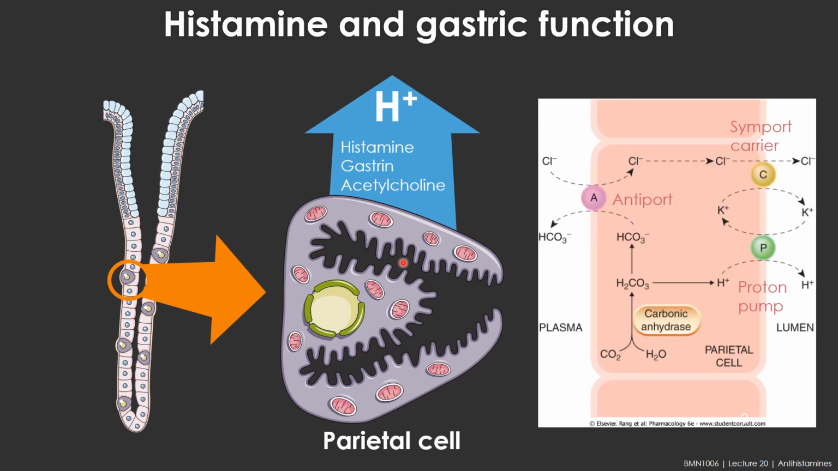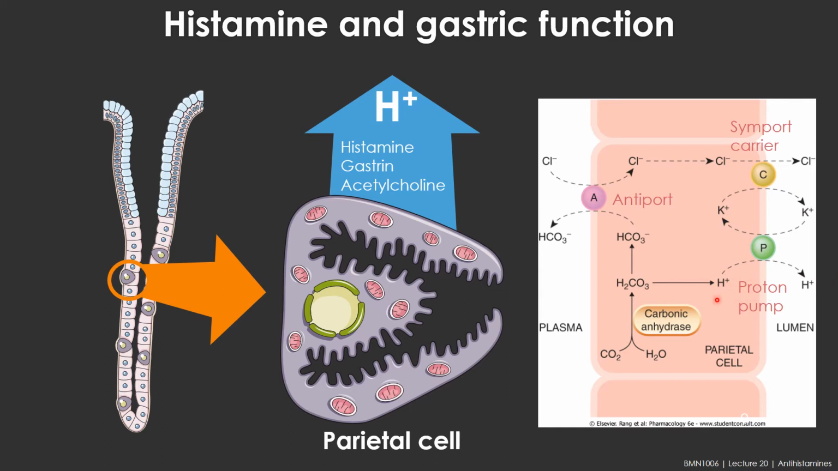So in this diagram, what you have in the middle is the parietal cell. On your left, you have the blood vessel along with the plasma, while on your right, you have the lumen of the stomach. So to make HCl, what do you need? You need both protons and chloride ions, right? So we can get protons from the breakdown of carbonic acid. That will be done by the enzyme carbonic anhydrase. And then the proton can be pumped out by the proton pump into the lumen.